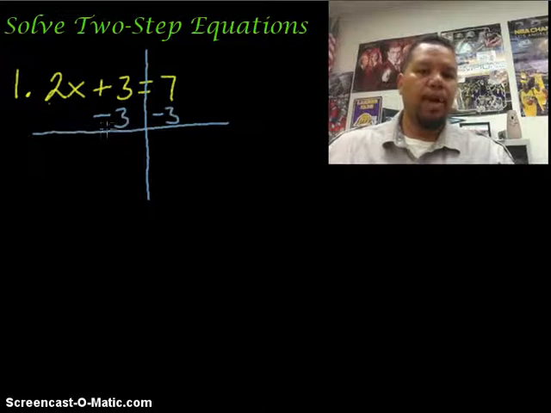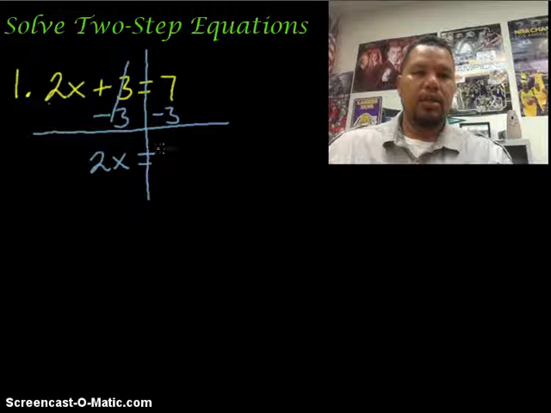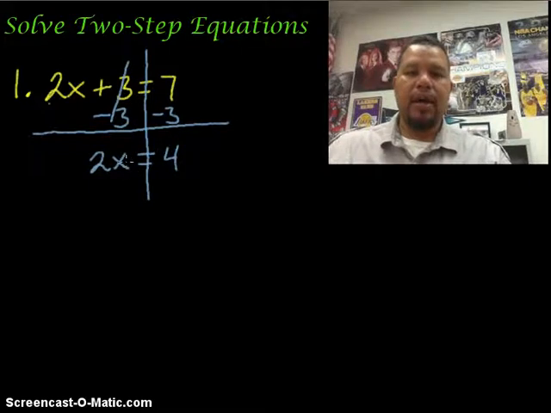So on the left, I will end up with a 2x equals, and then on the right I have 7 minus 3, which is 4, leading me to my second step. I have this 2 being multiplied by this x. I want x by itself. So the inverse of multiplying by 2 is to divide by 2. So I'm going to divide by 2.